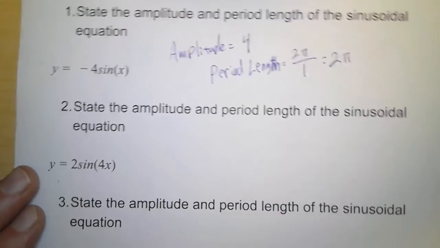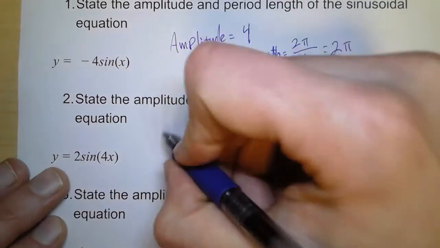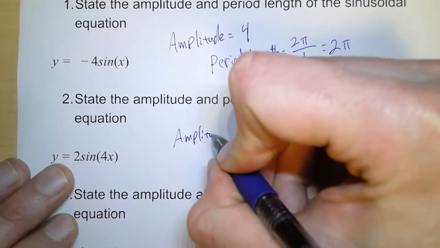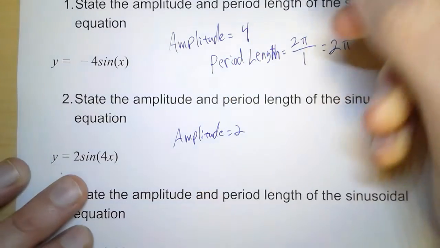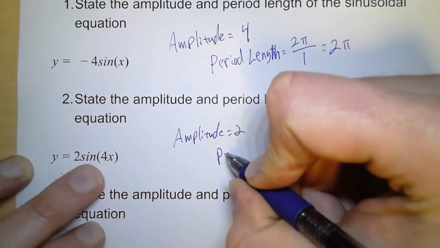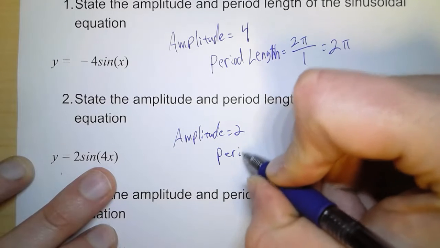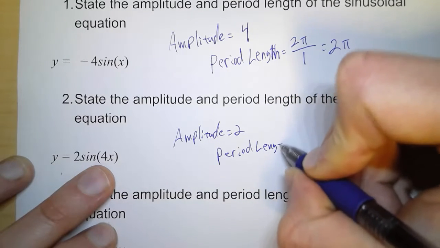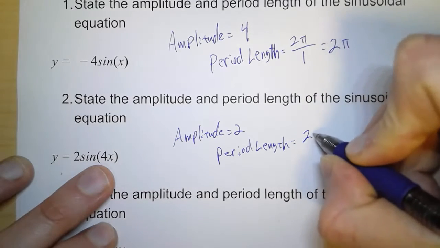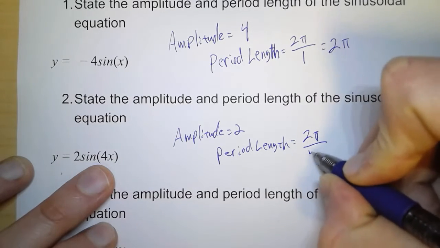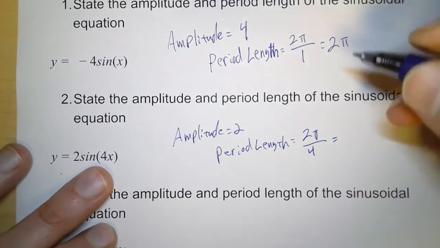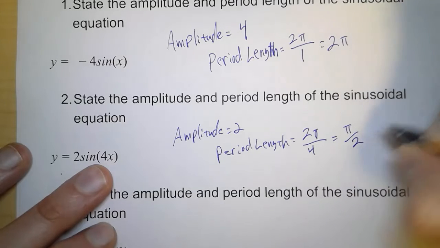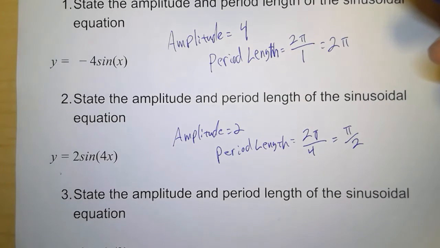So looking at number 2 then, we can see that in front we have the number 2, so that is the amplitude. And the period length, well, it tells us that we have 4 cycles from 0 to 2 pi. So to find the period length, we take 2 pi and we divide it by 4, since there are 4 of them. And so if we simplify that, we get pi over 2. That is our period length.